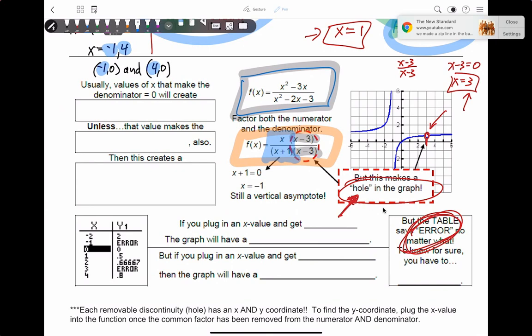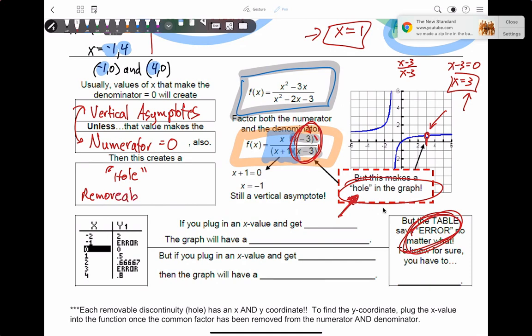Okay, so as far as our denominators, we usually make them equal to 0, and we usually make these our vertical asymptotes, unless that value makes the numerator equal 0 as well. In other words, this is that two of a kind that we were looking at over here. Then this creates a hole in the graph, which is a removable discontinuity.